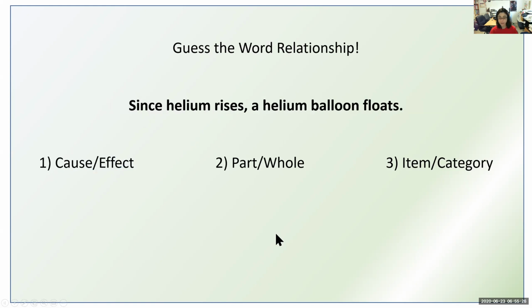Awesome. Okay. Next one says, since helium rises, a helium balloon floats. So is this going to be a cause-effect, a part whole, or an item category relationship? And you can pause the video and write it down on your piece of paper.